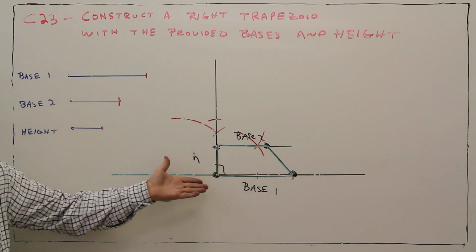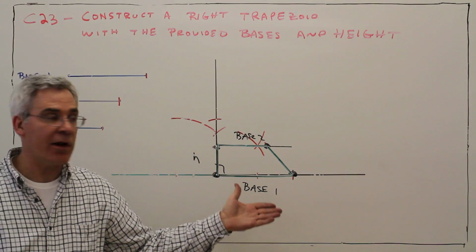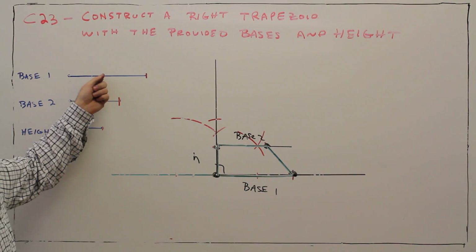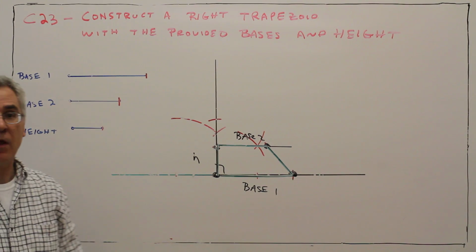And there you have it. A right trapezoid constructed from base 1, base 2, and a given height.